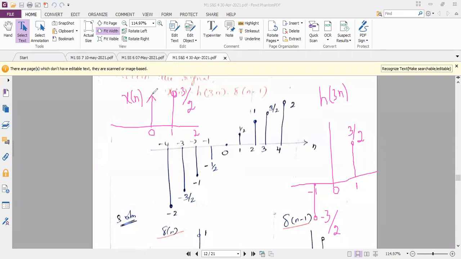I have to plot my y-axis. Y-axis is x of n, and I have to plot my x-axis. It is n. So I am showing the samples. At the other places I can show a bubble or a dot because it is 0. So I have the sample only at this place. n is equal to 1, 3 by 2.